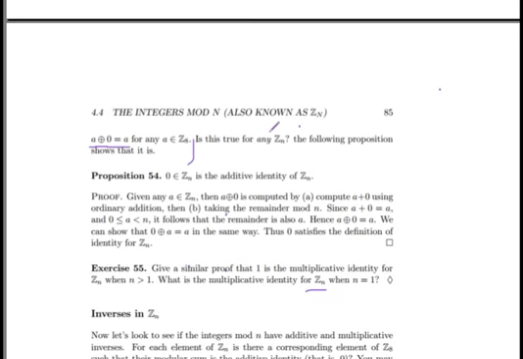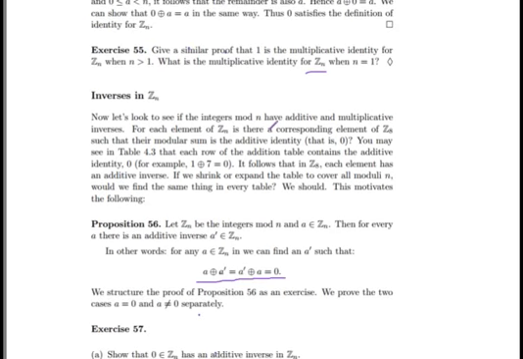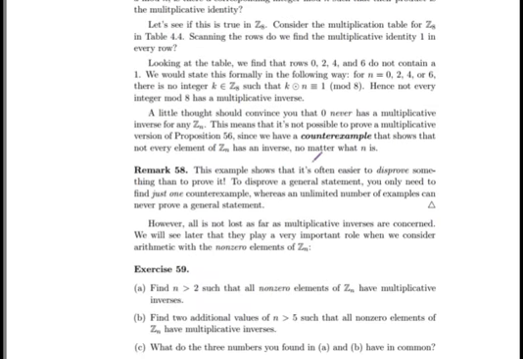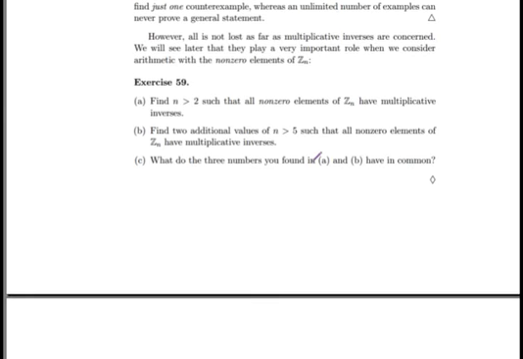Okay. So where are we? Now, it turns out, interestingly enough, in some cases that all non-zero elements have multiplicative inverses. That's not true in all Zn. It's true in certain Zn's that have special properties. So here you're going to investigate for which Zn's is it true that all non-zero elements have multiplicative inverses.